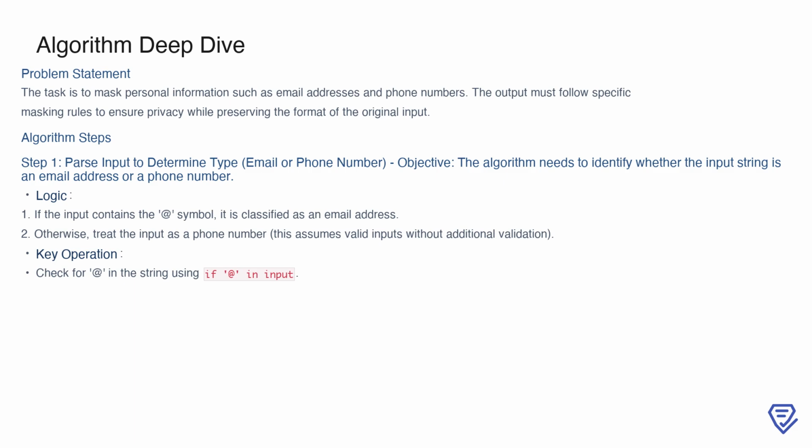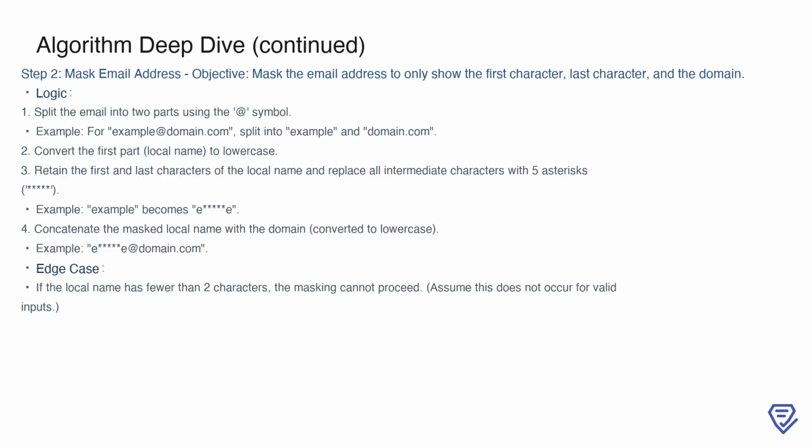Otherwise, it is treated as a phone number. This initial parsing step is straightforward and ensures the algorithm can apply the appropriate masking logic in subsequent steps. Once the input is identified as an email address, the algorithm proceeds to mask it.